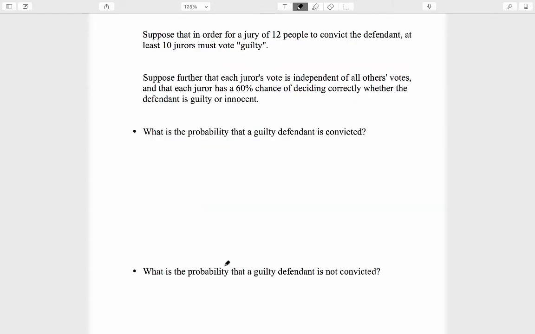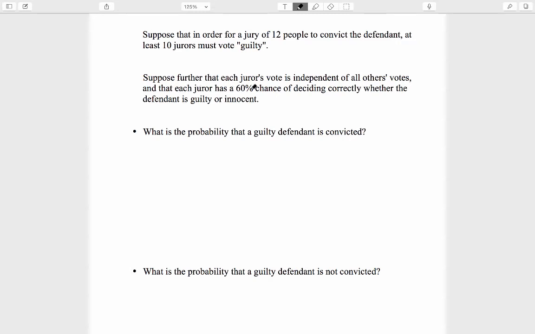Here's another application of the binomial probability model. Suppose that in order for a jury of 12 people to convict the defendant, a unanimous verdict is not required. Suppose instead that at least 10 jurors must vote guilty. There are actually states in which this is the case. This is not true for federal juries, but at the state level there are states where it works this way. This means that in order for a conviction to occur, out of 12 people who are voting either guilty or not guilty, 10 or 11 or 12 of them would have to vote guilty.